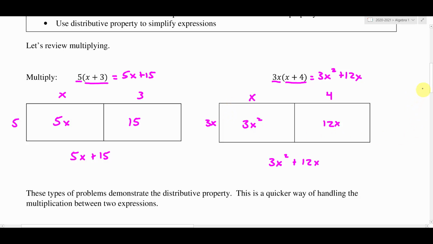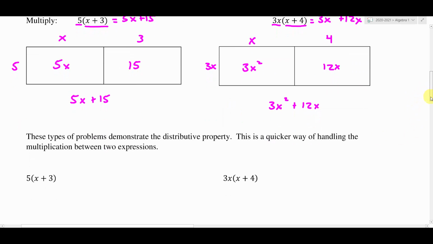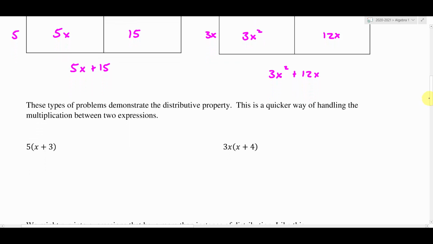All right, now I want to show you a slightly different way of doing the same thing, and that's what the distributive property is. All right, it's essentially a quicker way of handling the multiplication between two expressions, specifically when we have situations like this, like what we just did, where we have an expression that has one term times an expression that could have multiple terms. All right, so distributive property kind of works like this.